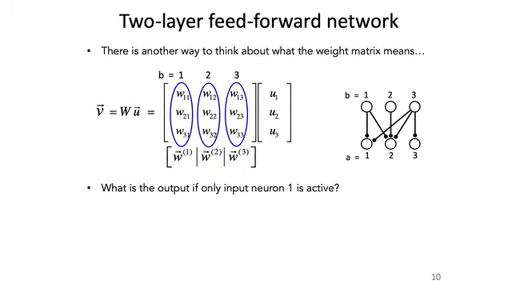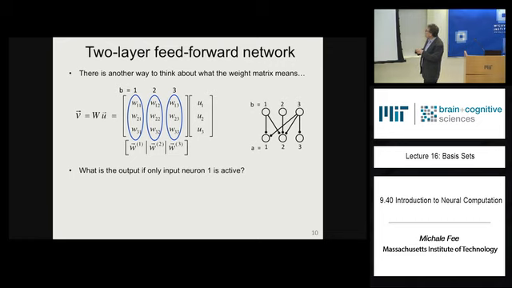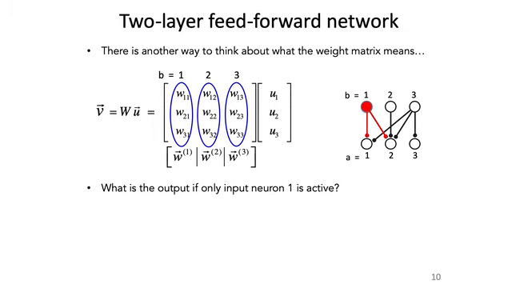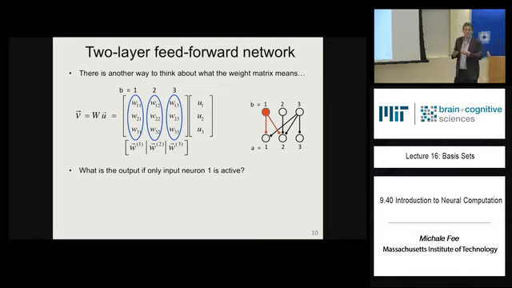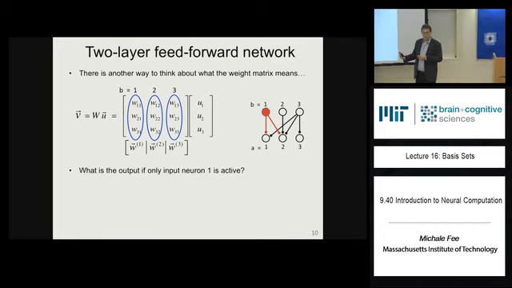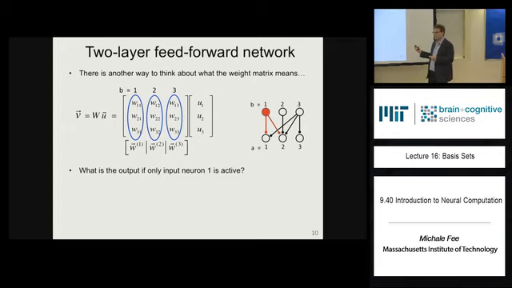All right. So let's just take a look at what would happen if only one of our input neurons was active and all the others were silent, okay? So this neuron is active. What would the output vector look like? What would the pattern of firing rates look like for the output neurons in this case? Anybody? It's straightforward. It's not a trick question.